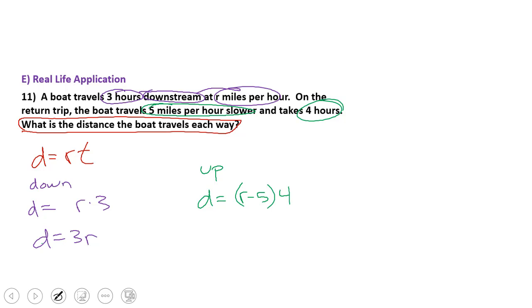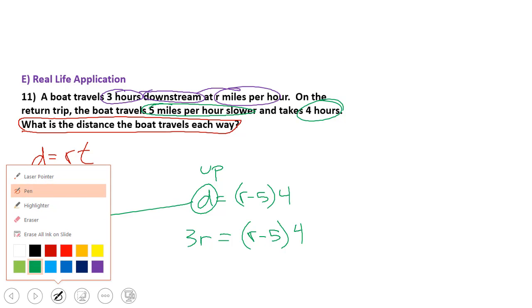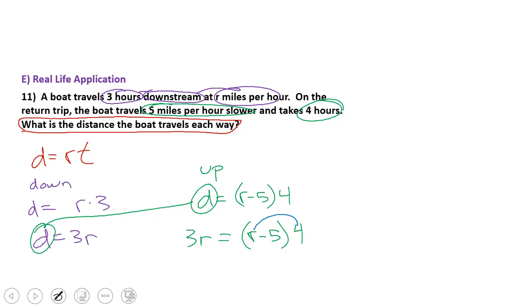So now what I can do is I can say, since this d is equal to this d, I can say, instead of that, go 3r for that one. It has to equal the r minus 5 times 4 for that distance. Those distances are equal. Make sense? So now I have an equation with a variable on both sides that I can solve. We'll use the distributive property. 4r minus 20 is equal to 3r.